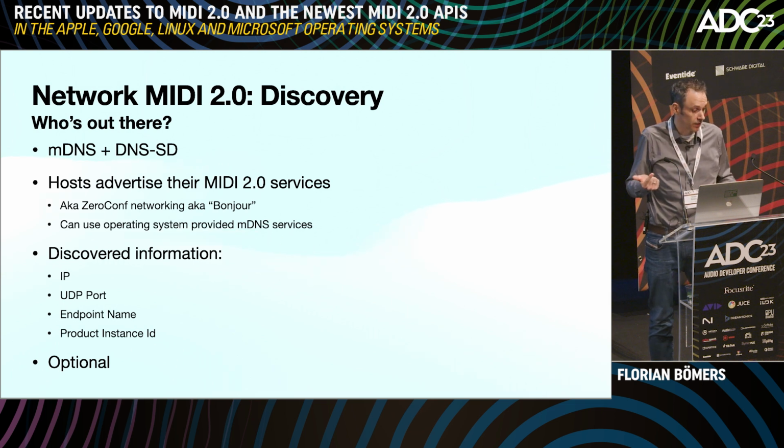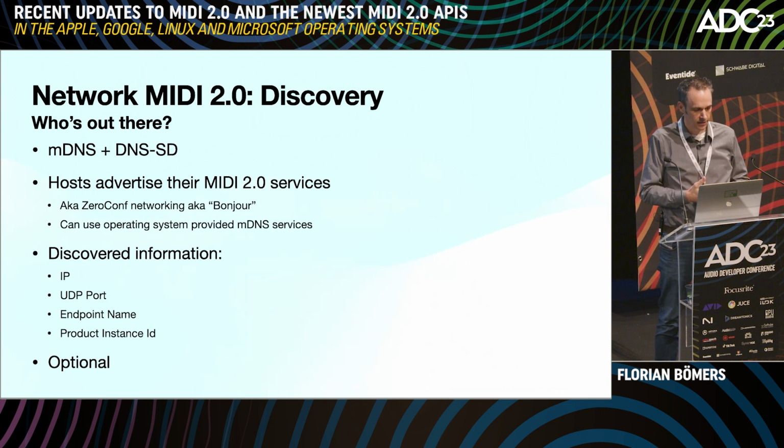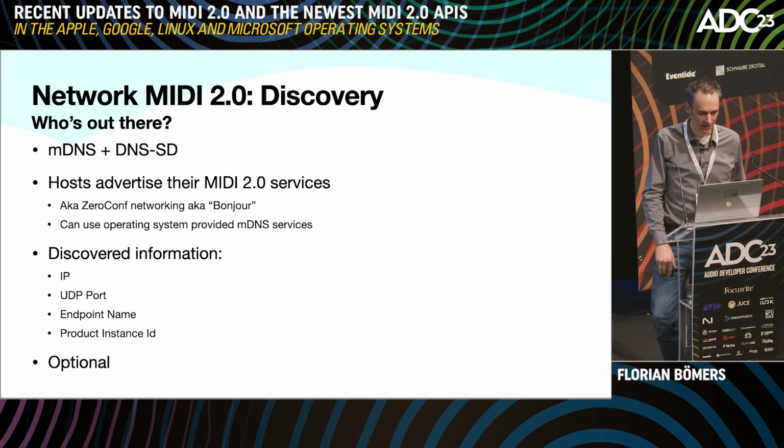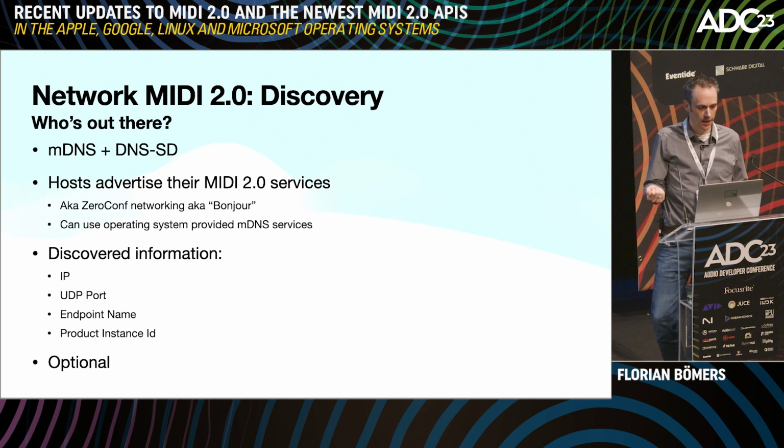Once your device is discoverable via mDNS, you will provide your IP and port of your network MIDI 2.0 service, and then also your endpoint name, sort of the name of your device, of your synthesizer, and a so-called product instance ID, which can be seen like a serial number or a unique ID, sufficiently unique that you will not see the same in your studio. So with these data fields in the discovery, it is possible that you can re-identify a device on the network, even if it changes IP and port number, because you have the endpoint name and the product instance ID.